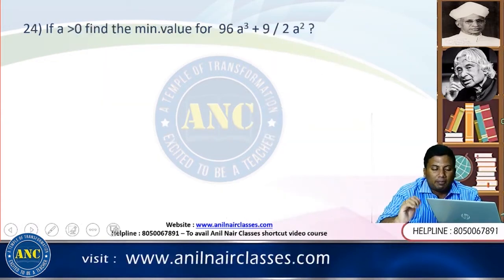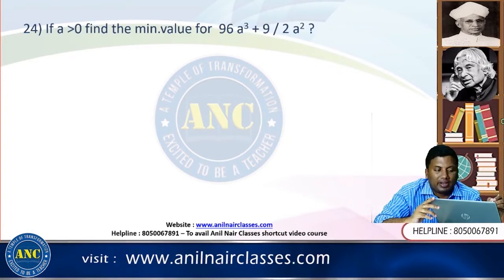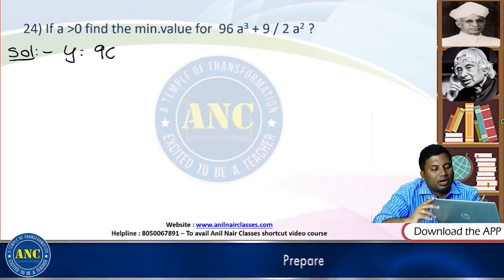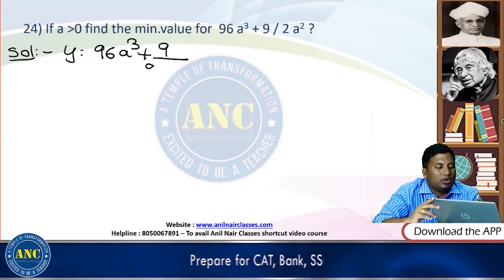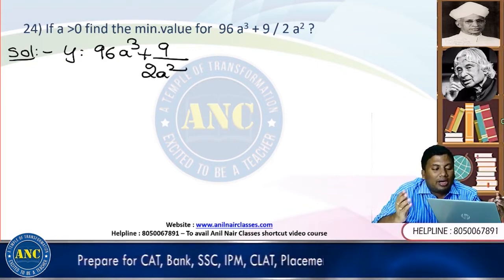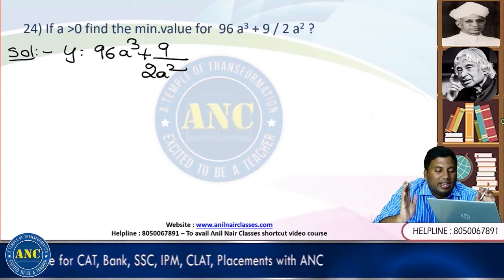Next, another beautiful question, sir. All different varieties of questions. If A is greater than 0, find the minimum value of 96a cube plus 9 by 2a square. Minimum value means you will get a numerical value. The idea is to eliminate a.